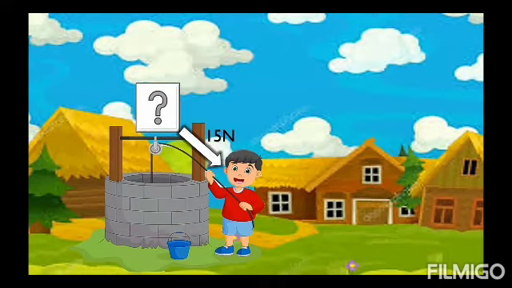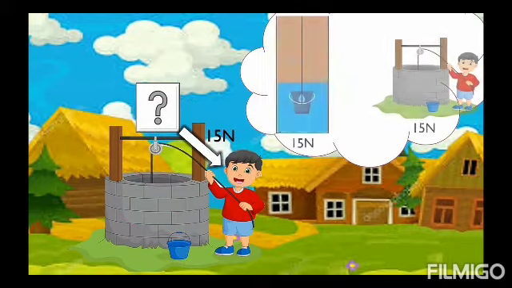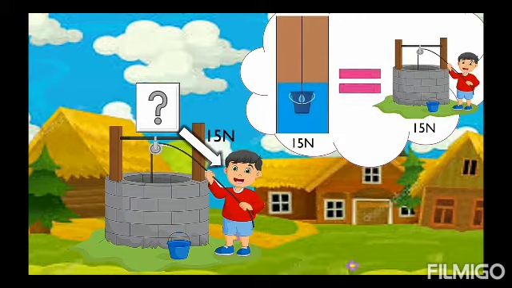In the next case, the boy is applying 15 Newton force. Does the bucket move? It doesn't move. It stops there because of the equal force in the opposite direction. So it stops. The resultant force is 15 Newton minus 15 Newton, so you will get the answer 0. Both the forces are the same, so you get 0.